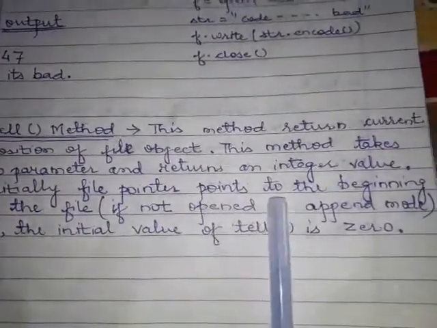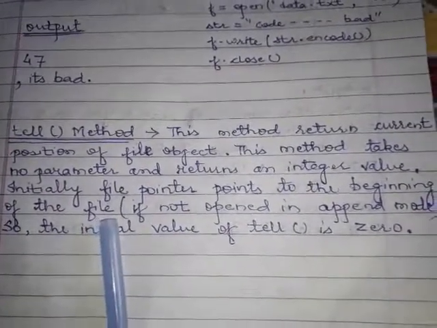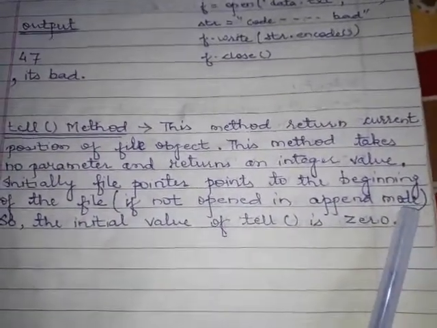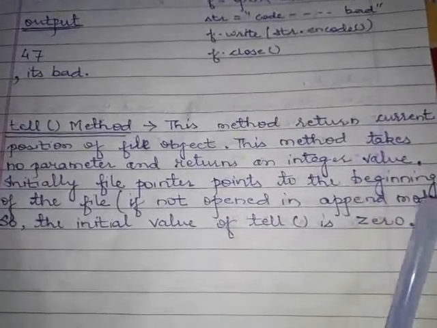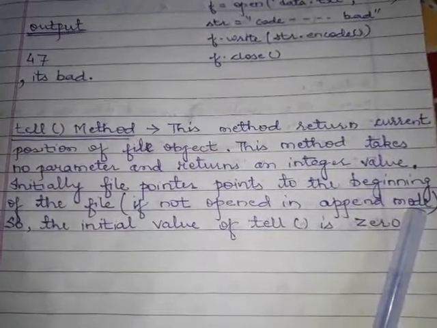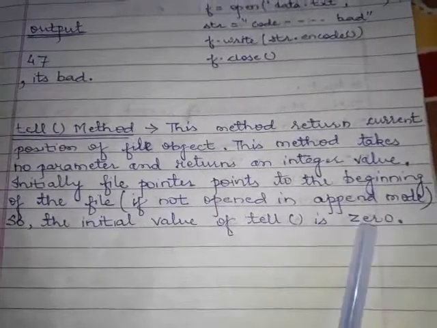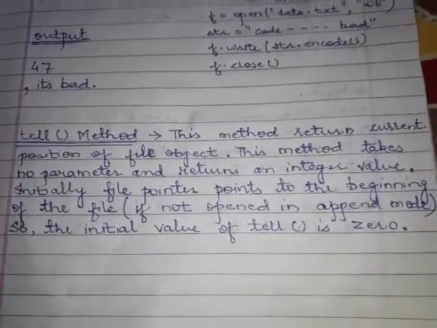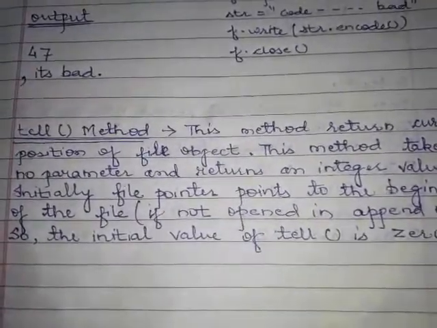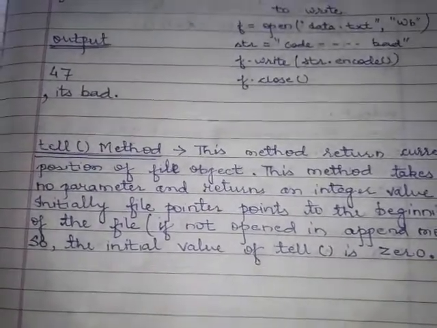Initially, the file pointer points to the beginning of the file, if not opened in append mode. If the file is opened in append mode, then the tell function will show the position at the end of the file. But if it is not opened in append mode, then it will show 0 because it is at the beginning of the file. So you can understand the tell method, seek method, encode method. Okay, all these are very important.